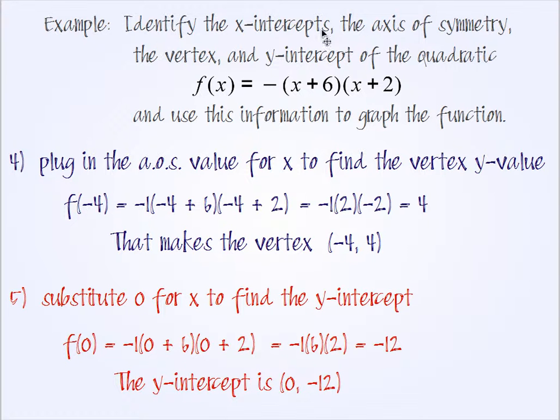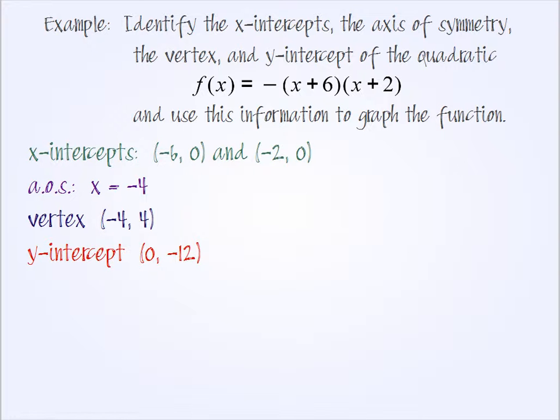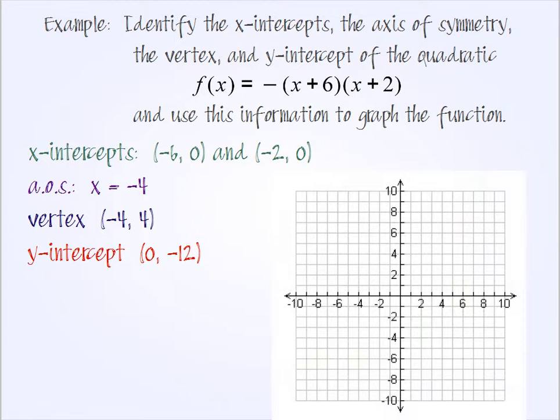So let's look at the instructions. Did we find everything? Did we find x-intercepts, axis of symmetry, vertex, and y-intercept? If so, we're ready to go to our graphing stage. So I'm going to write down everything that we found so far. And now we're going to put it on a graph.